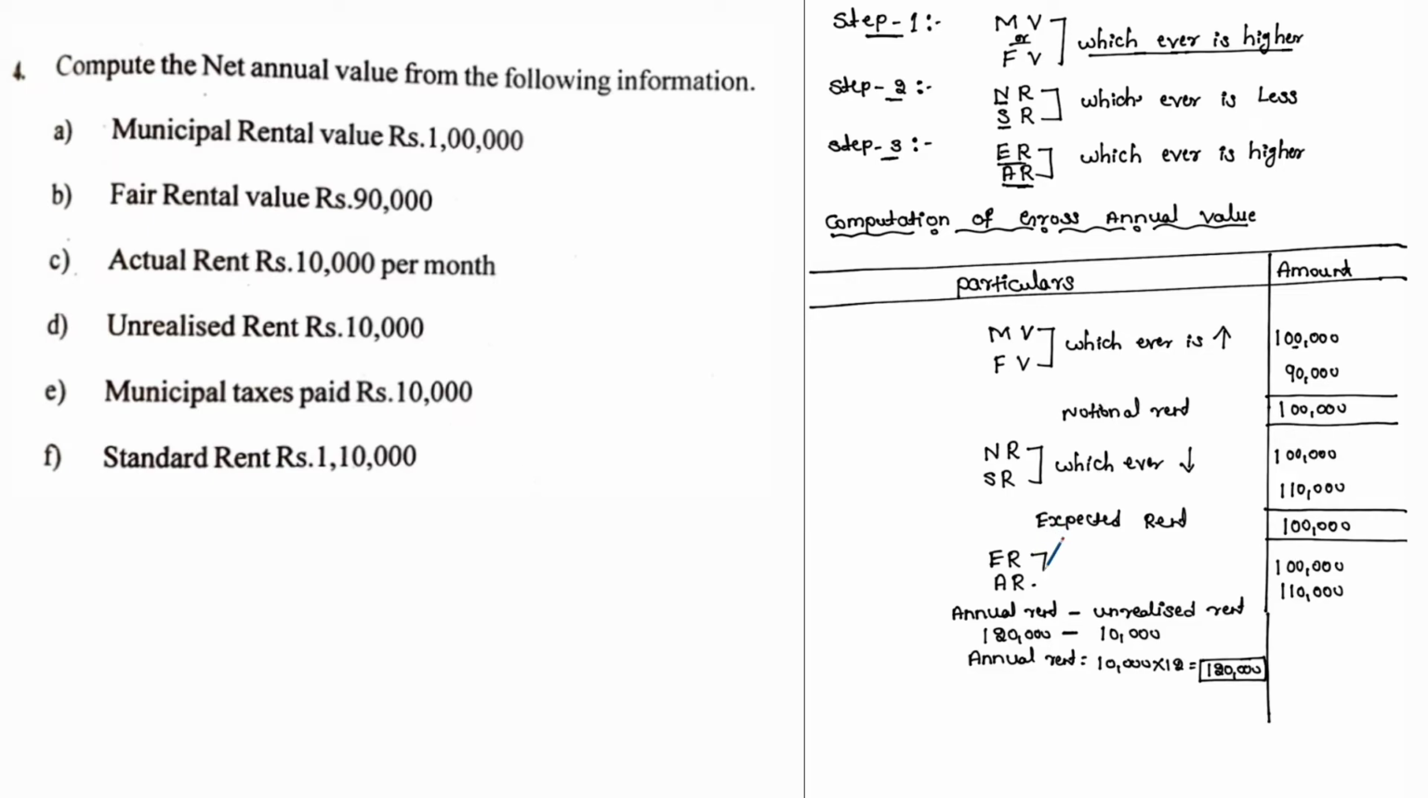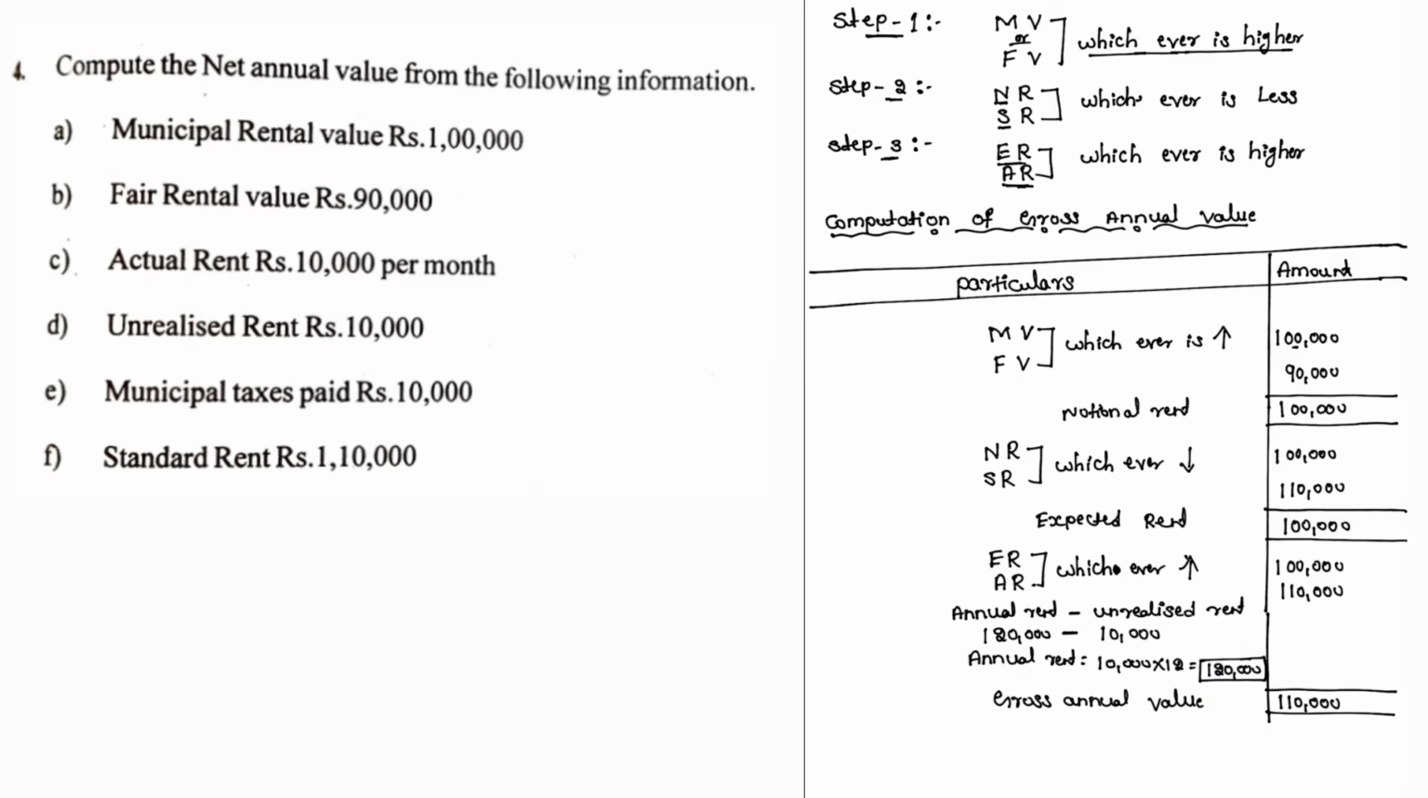In these two, whichever is higher. So the higher amount is 1,10,000. This will be your gross annual value.